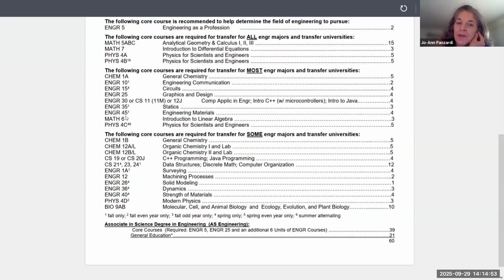Math 6 is required for Cal Poly and all the UC schools, and 4C is required for everything but civil engineering at the state schools. So most of these courses you'll be taking.